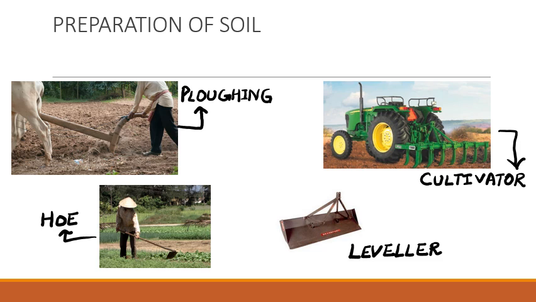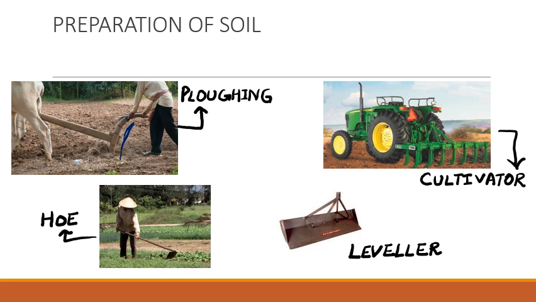A plow consists of a triangular iron blade called plowshare that cuts through the soil. The blade is curved and helps to turn over the soil. So it goes inside the soil. The plowshare is fitted at one end of a long wooden plow shaft. The other end of the shaft is attached to a beam that is placed on the necks of a pair of animals. So this is how plowing is done.